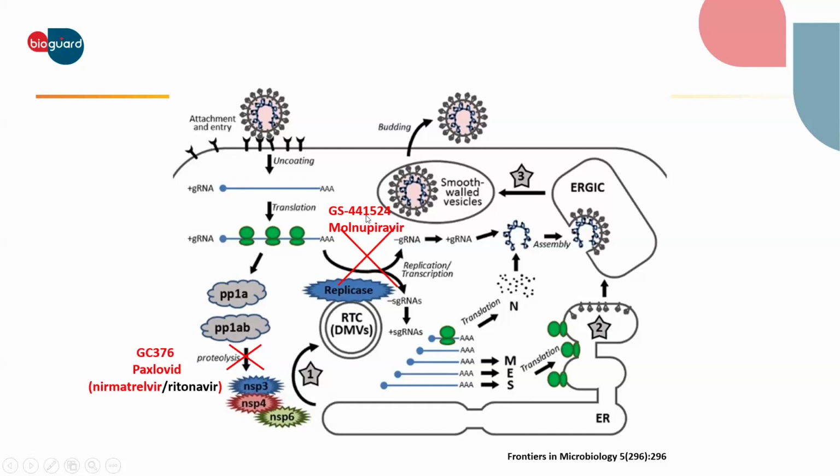And GS441524 and molnupiravir are both nucleoside analogs. They block the replicase of the FCoV, so it will not produce from the plus genomic RNA, and then block FCoV replication.